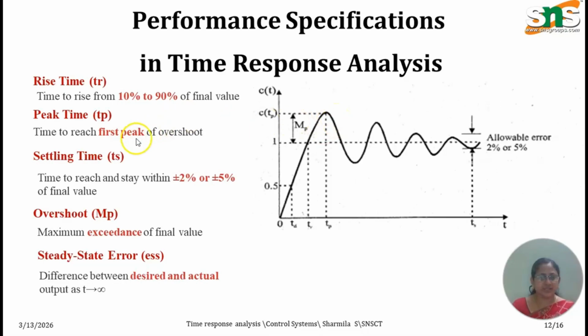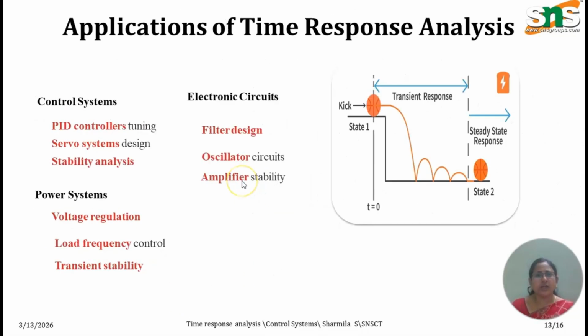The next one is the settling time, the time to reach and stay within plus or minus 2% or plus or minus 5% of its final value. And the overshoot, that is M_p, the maximum overshoot, is the maximum exceedance of the final value. Steady state error, represented as e_ss, is the difference between the desired and actual output as time tends to infinity.